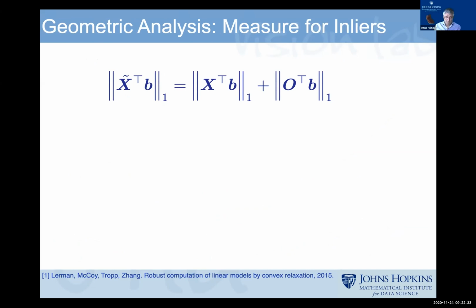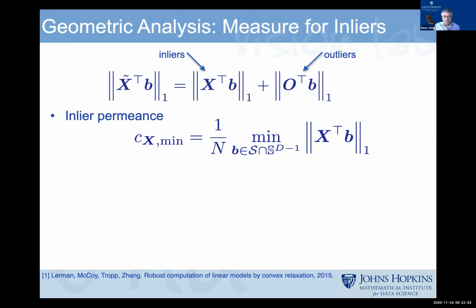Okay, so the objective function, this L1 norm, can be decomposed as the sum of the errors on the inliers plus the sum of the errors on the outliers. And in order to do the geometric analysis, we are going to introduce a number of geometric quantities that characterize the geometry of the problem. So the first one is: what is the minimum error that can be made on the inlier term alone?